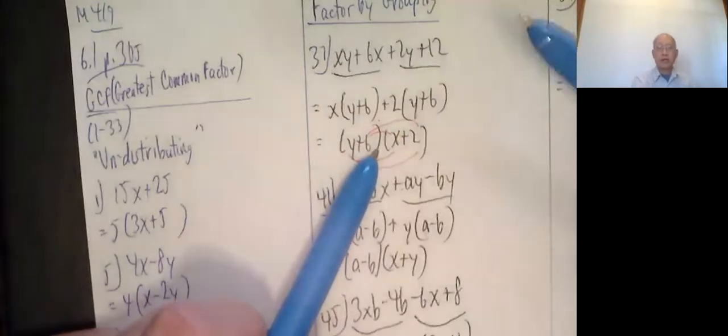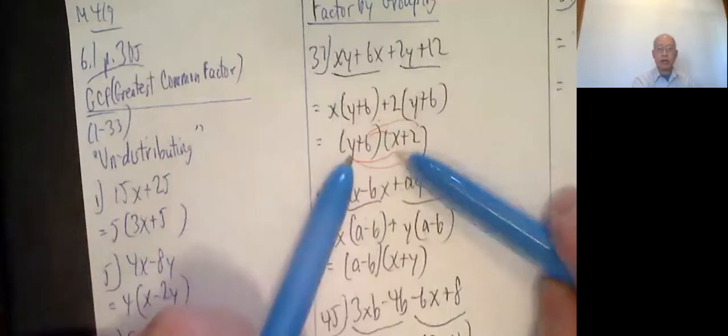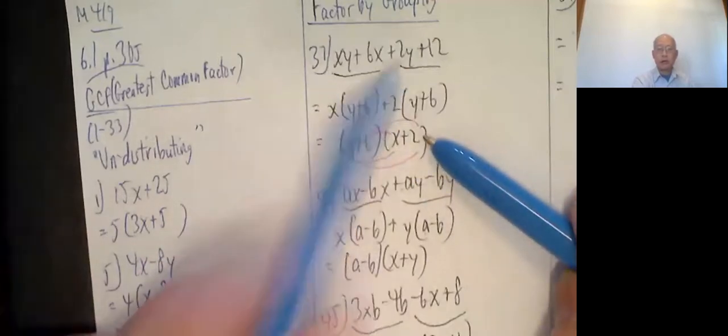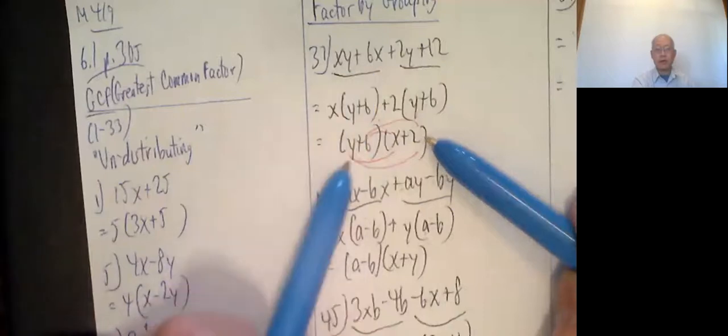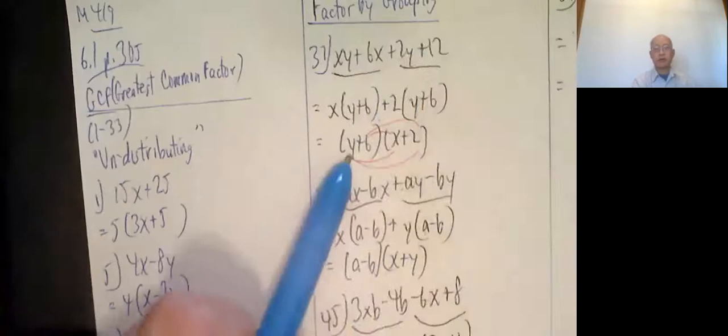And how would I check that? You can check it with FOIL. Let's try it. First, xy. Outer, 2y. Doesn't have to be in the same order as long as it's all there. Inner, 6x. 6 times 2 is 12, so it's all there.